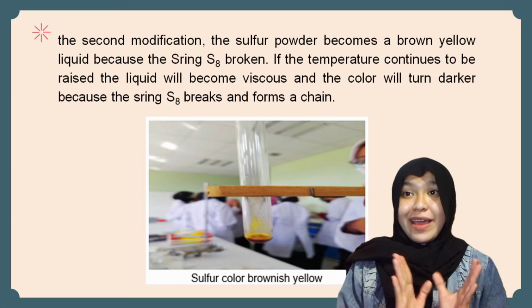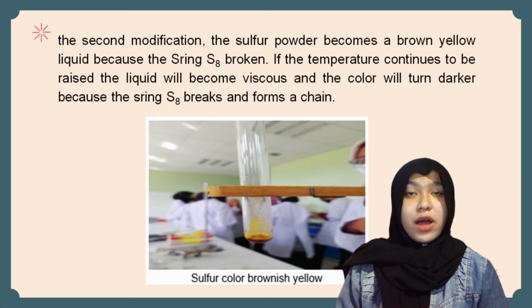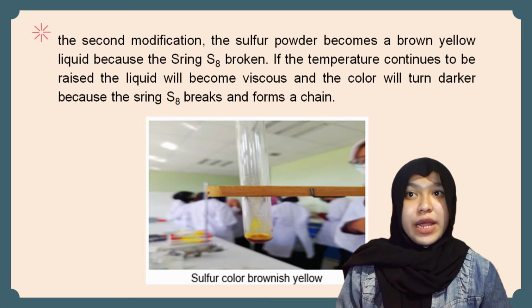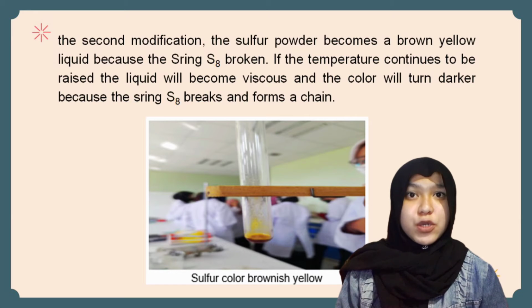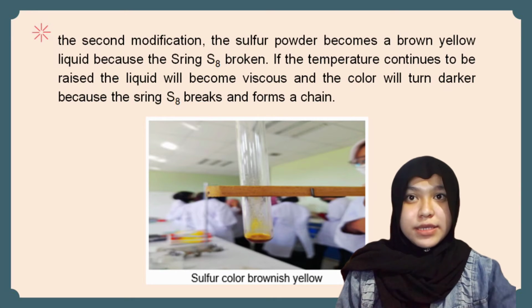The second modification: the sulfur powder becomes a brown-yellow liquid because the string is broken. If the temperature continues to be raised, the liquid will become viscous and the color will turn darker because the string breaks and forms a change.